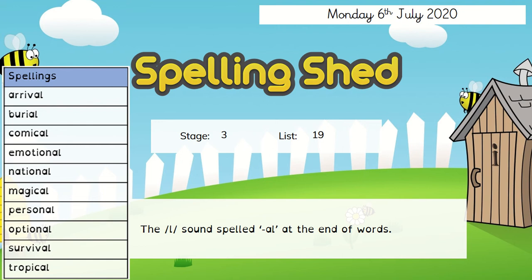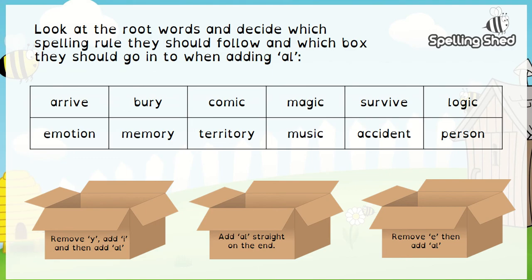So we've got arrival, burial, comical, emotional, national, magical, personal, optional, survival and tropical. So they're all words with that UL sound, but it is spelt with an A-L. Let's take a closer look at those words.